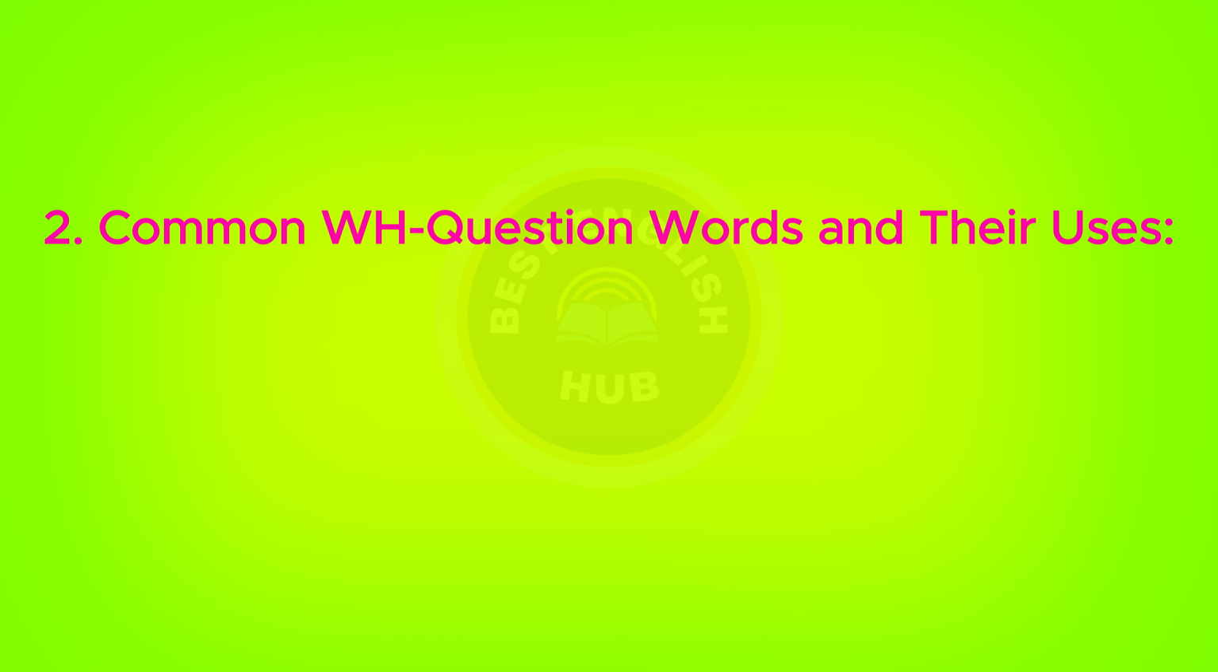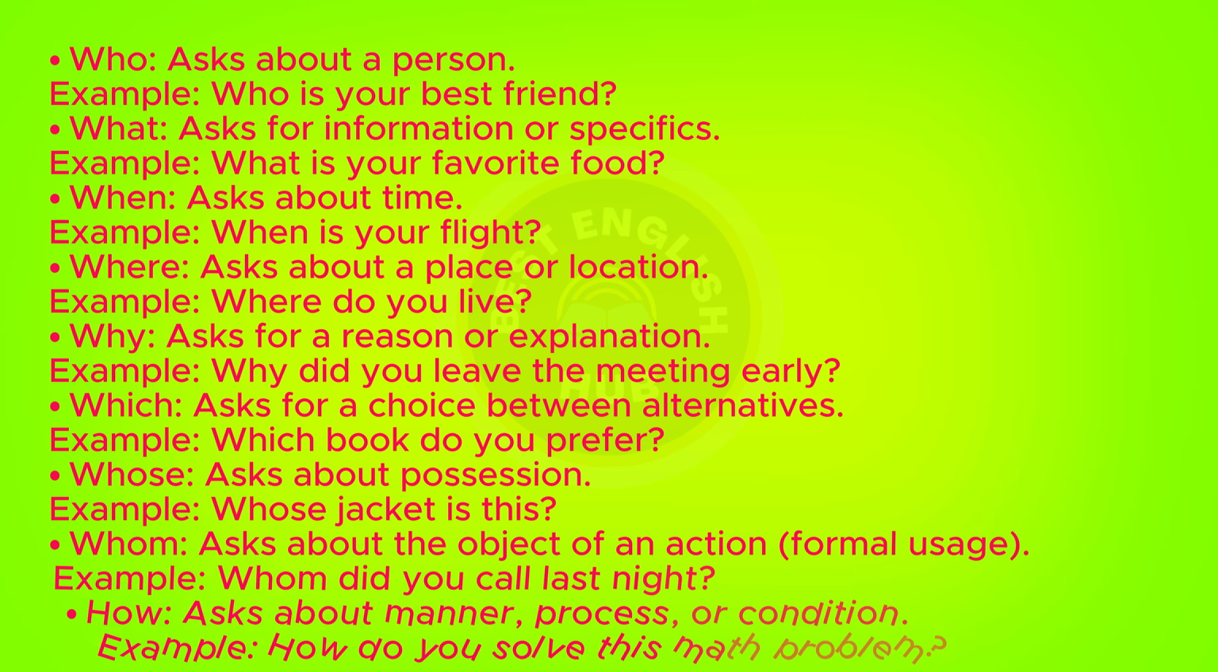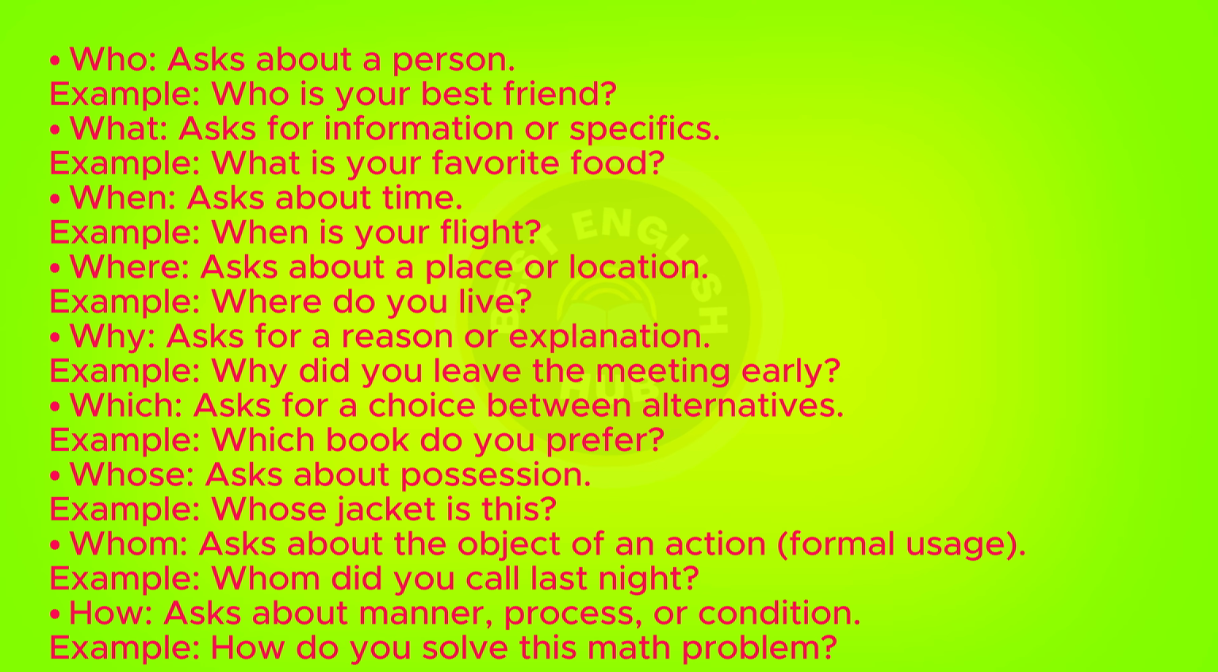2. Common WH question words and their uses. A who asks about a person. Example: who is your best friend? A what asks for information or specifics. Example: what is your favorite food?